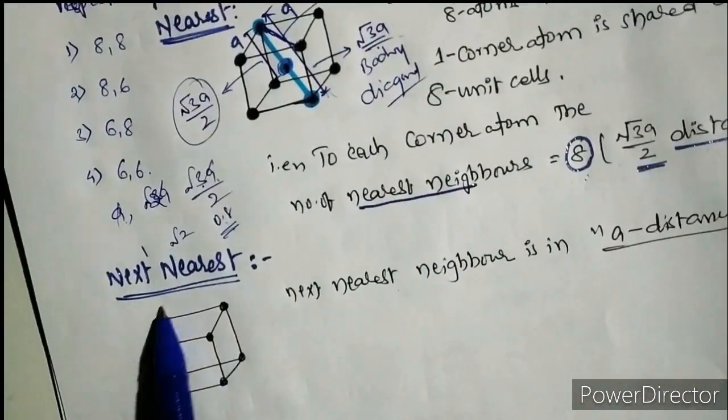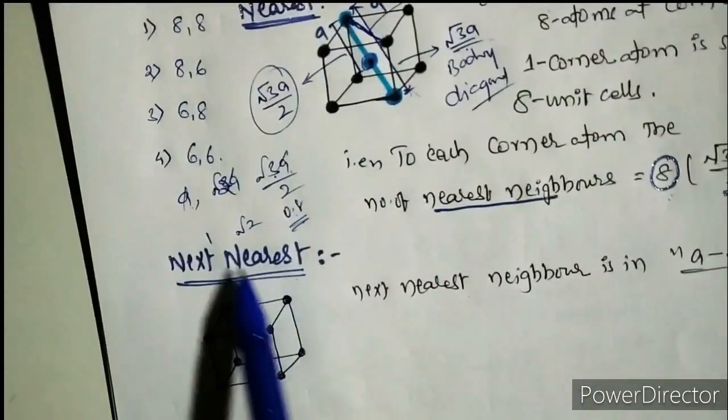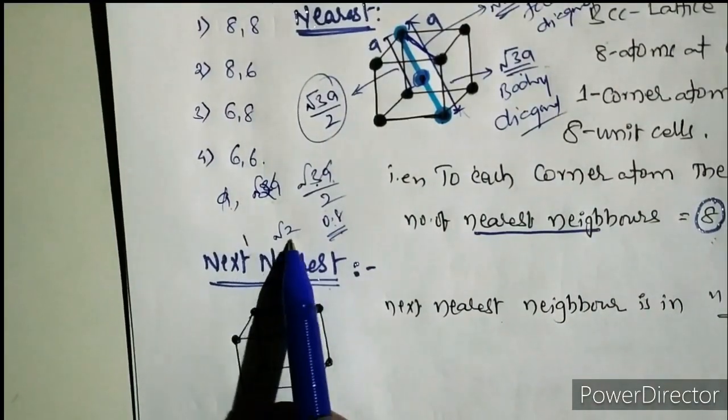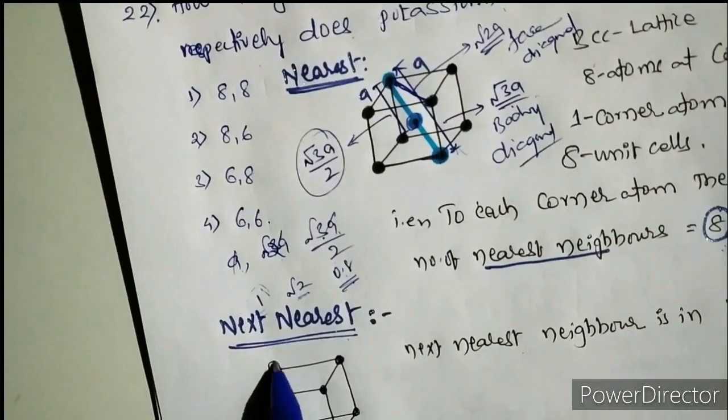Next to nearest atoms you have to find. To find the next to nearest atoms, what is the next nearest atom? A, root 2A, root 3A by 2. Next to nearest, it is 1.414, right? So next to nearest is at A distance. That means I am taking this atom.